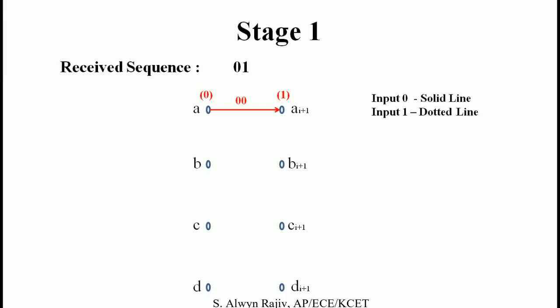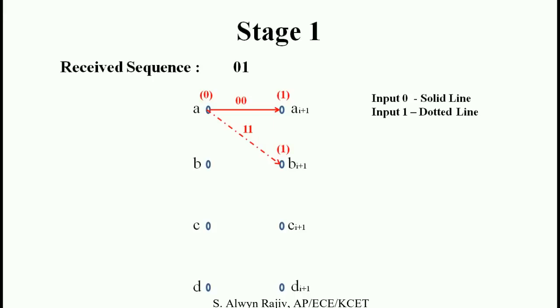Next, the same present state A. The input becomes 1. The next state is B. At this point, the code word becomes 1, 1. Now we find the metric value. We compare this 1, 1 to 0, 1. Only one bit is changed. The Hamming distance becomes 1. The metric value becomes 1 plus 0, which is 1. We write in this format.